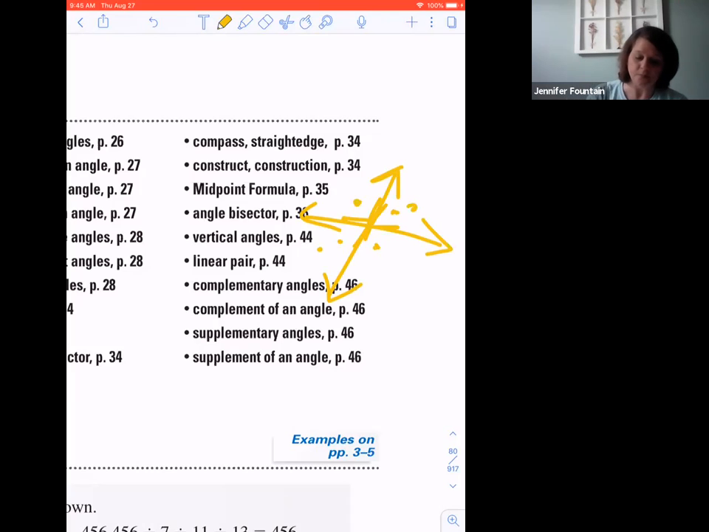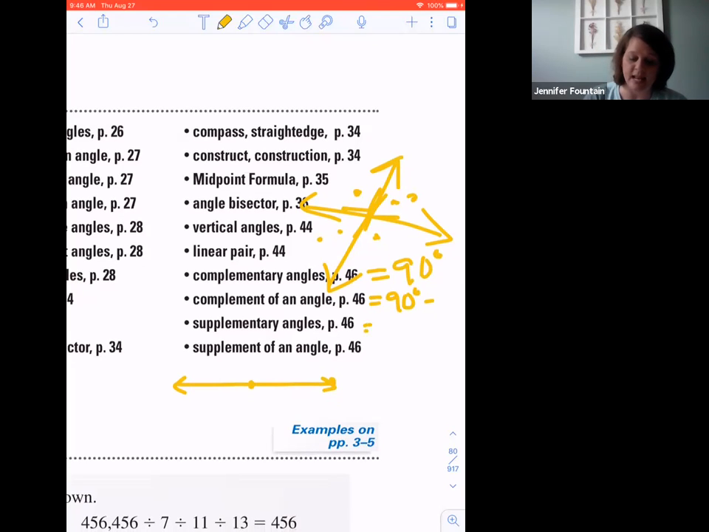Linear pair. Remember a linear pair is going to be two that come together to make a line. Complementary angles equals 90 degrees. A complement of an angle would be where I would take 90 degrees minus the angle I'm given and solve for the other one. Supplementary angles are 180 degrees. And then if I find the supplement of an angle, I'm going to have to take 180 minus what I know and solve for my unknown, okay?